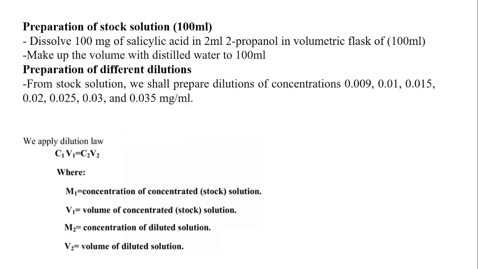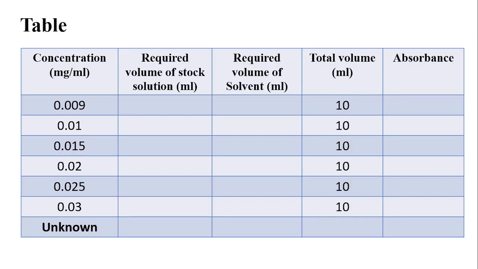After preparing the stock, we'll be preparing different concentrations of the salicylic acid from the stock, and the concentrations will be 0.009, 0.01, 0.015, 0.02, 0.025, 0.03, and 0.035 milligrams per ml. Then after applying the dilution law, that is C1V1 equals C2V2, we'll be calculating the amount of stock that will be required for making each concentration. After doing all the calculations, a table will be prepared like this.